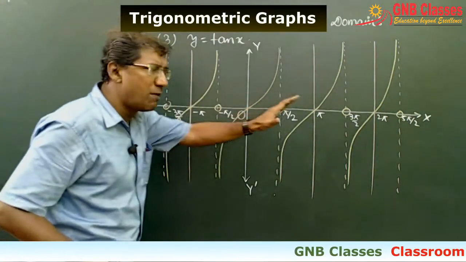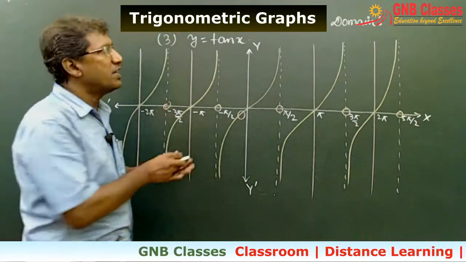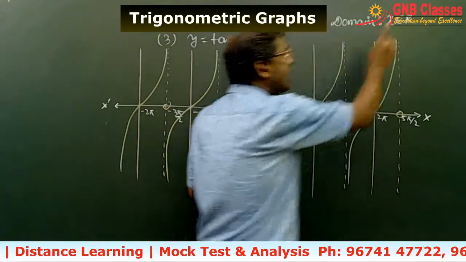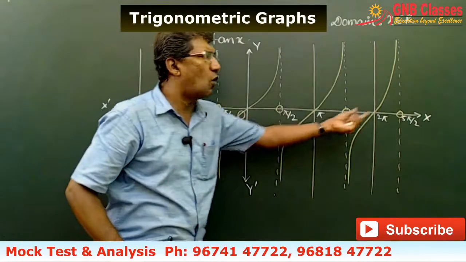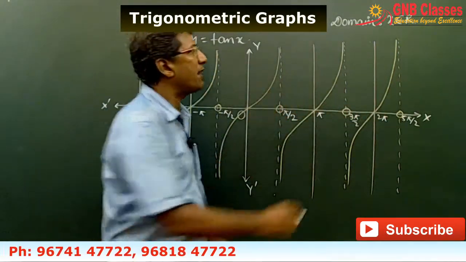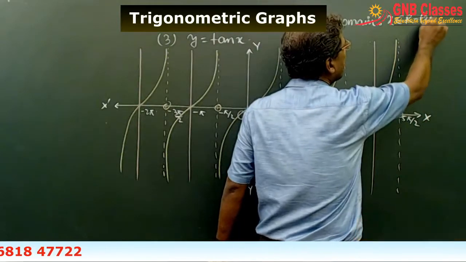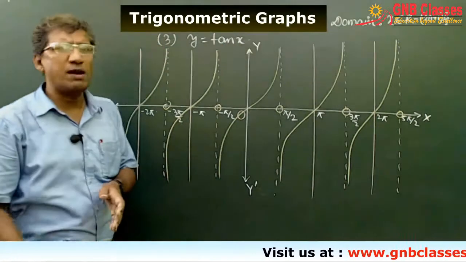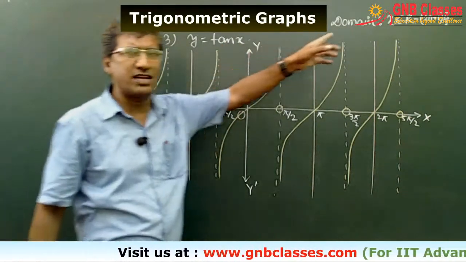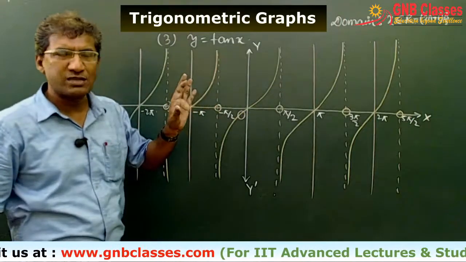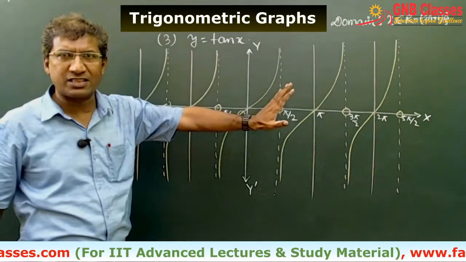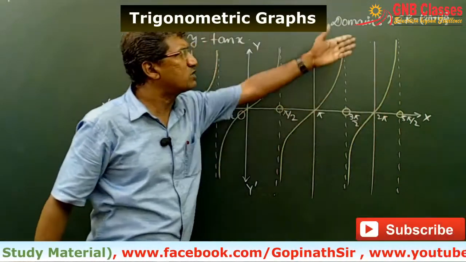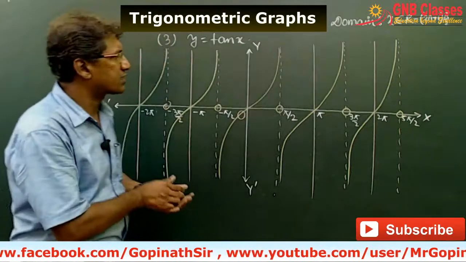Therefore, what is the domain of tan x? Your domain is x belongs to any real value. Look carefully: any real value except the odd multiples of pi by 2, which is nothing but (2n plus 1) pi by 2, where n is an integer. Have you understood this? So this is the domain of tan x. Since tan x is not defined at pi by 2, 3 pi by 2, 5 pi by 2, that is why I have excluded those points.